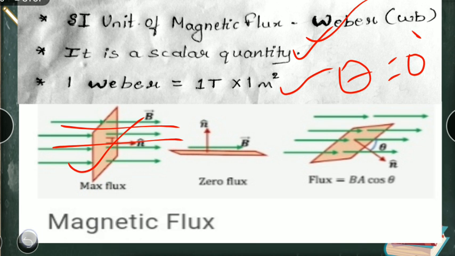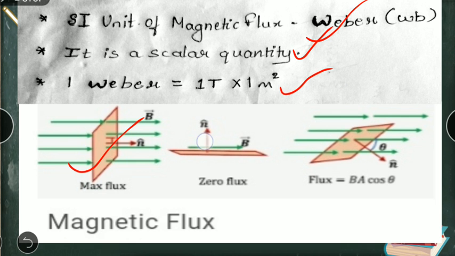Let's see the second case. Here the magnetic field is perpendicular to the unit vector, that is, theta is equal to how much? Theta is equal to 90 degrees. cos 90 means 0. So the magnetic flux linking a particular surface will be 0 if the unit vector is perpendicular to the magnetic field.